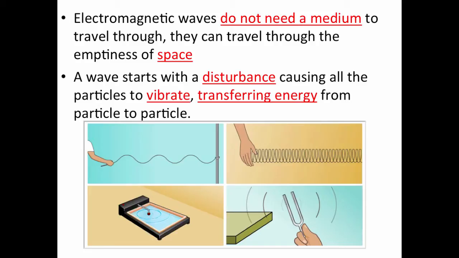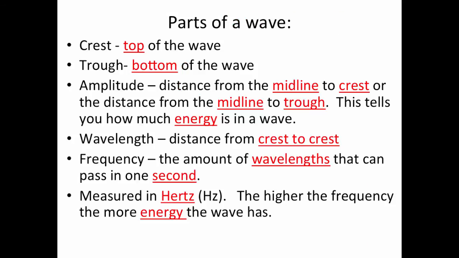They can travel through the emptiness of space, like I just said. These waves start with a disturbance, causing all the particles to vibrate and transfer the energy to the next particle. Now, the parts of the waves, we reviewed that earlier. There's the crest, which is the top of the wave, the trough, which is the bottom of the wave, and the amplitude, which is the distance from the midline to the crest or from the midline to the trough. And it tells you how much energy a wave has. The bigger the amplitude, the larger the amount of energy.